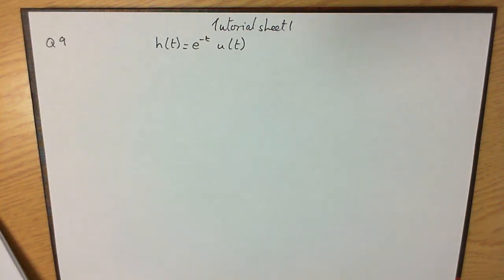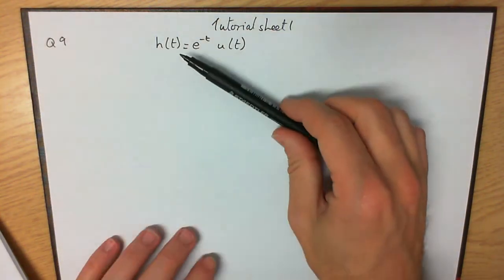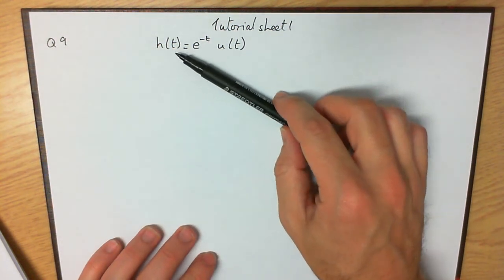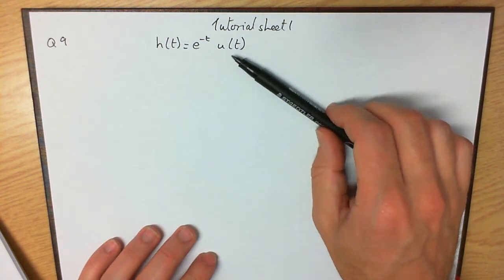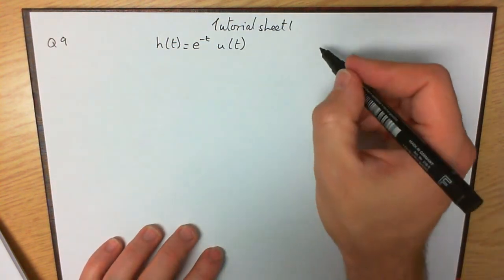Tutorial sheet 1, question 9. We are given the impulse response of a system, which is h of t equals e to the minus t times u of t, and we're asked to find the unit step response.